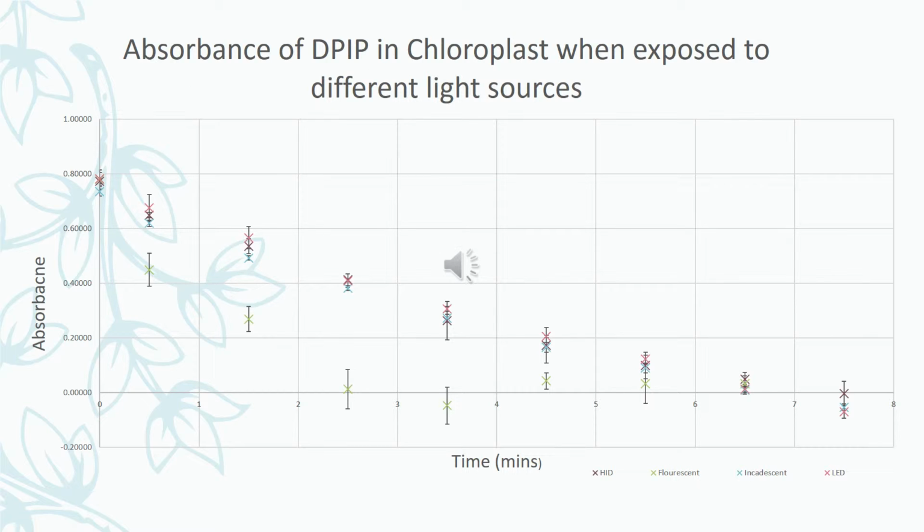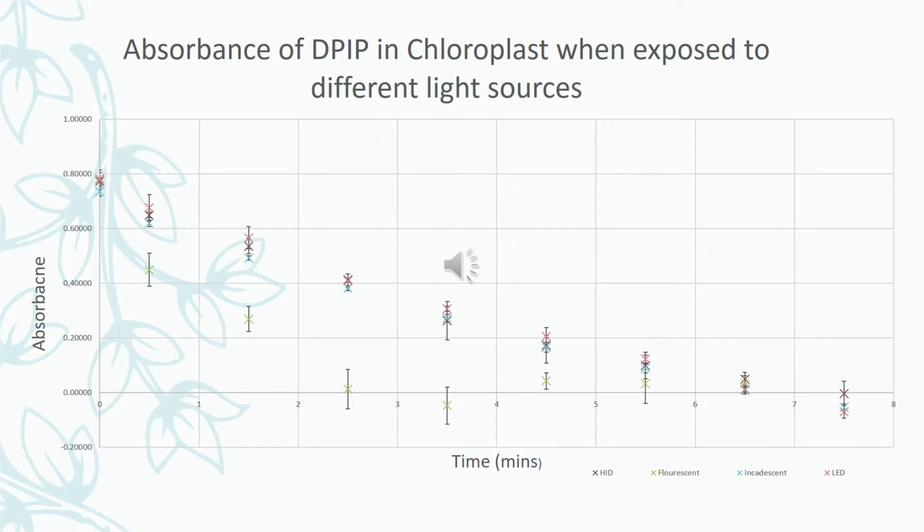These are the means of my results. As you can see, the chloroplast solution that was exposed to the fluorescent bulb reacted at a faster rate than the others, between 30 seconds and 4 minutes and 30 seconds, while the others seemed to react at a similar rate. This surprised me because I thought chloroplast exposed to incandescent bulbs would photosynthesize at a slower rate than LED and HID.